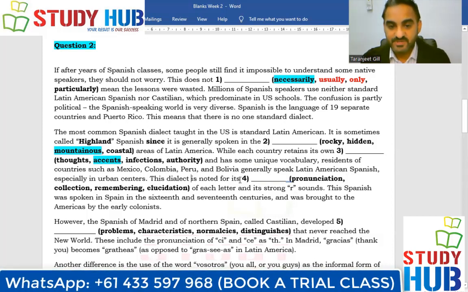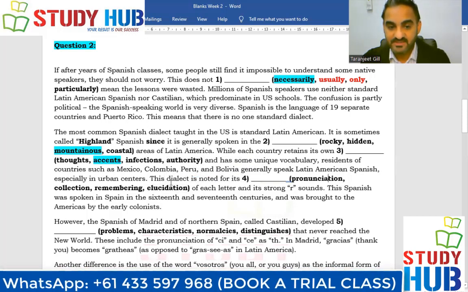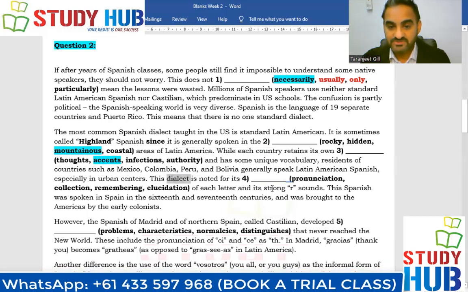This dialect is noted for its dash of each letter and its strong R sounds: pronunciation, collection, remembering, and elucidation. So: remembering, collection, and pronunciation. Now, if you again look at the context, it's about language. And in that context, we're talking about a dialect. We are talking about strong R sounds. So therefore, the appropriate answer will be pronunciation.